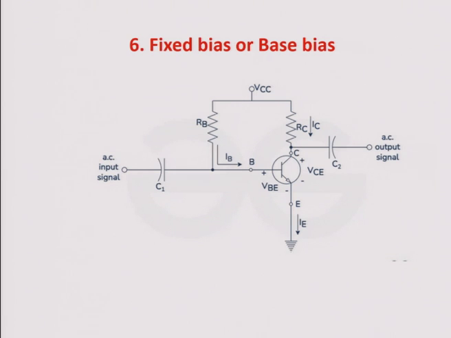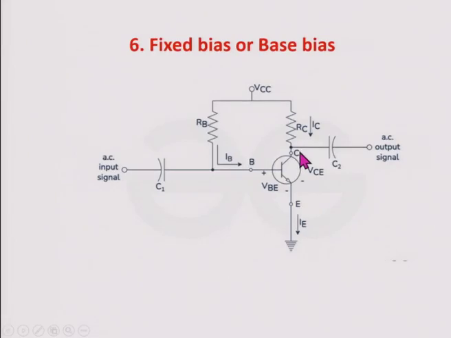What is the purpose of transistor biasing? If the collector current changes, the transistor is damaged. To solve that problem, we go for transistor biasing, with 4 types: fixed bias, emitter bias, collector bias, and voltage divider bias. Among them, we will first discuss fixed bias.